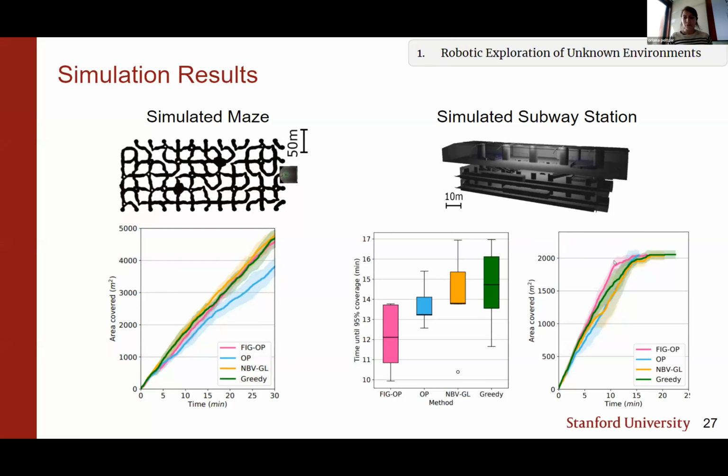So overall, thanks to this trade-off we make between short-term and long-term efficiency, the method we propose is able to cover the environment in the least time and maintains a good coverage rate overall, which was what we were looking for.